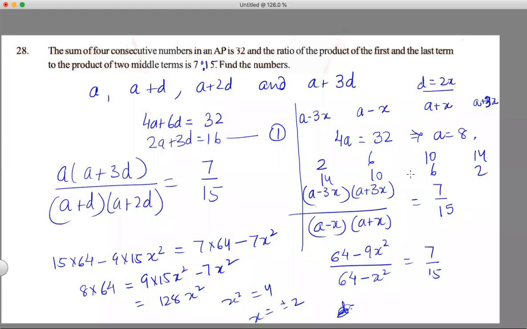Okay, understood? So this method will make your calculations at least 2 times faster. Okay, although not useful in all questions, useful in only certain type of questions.